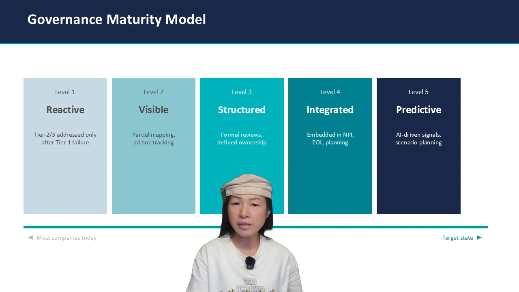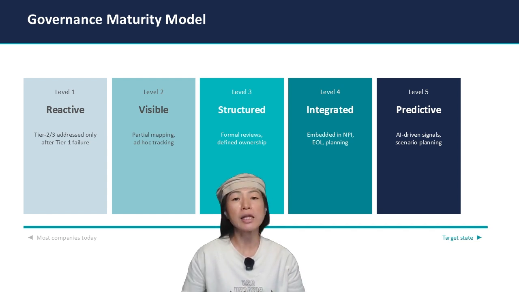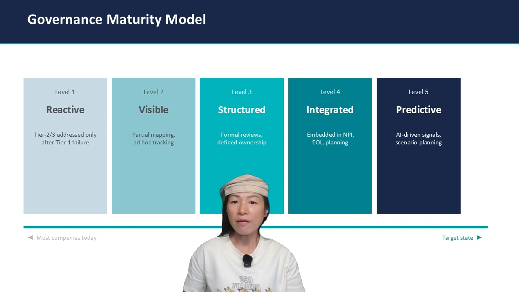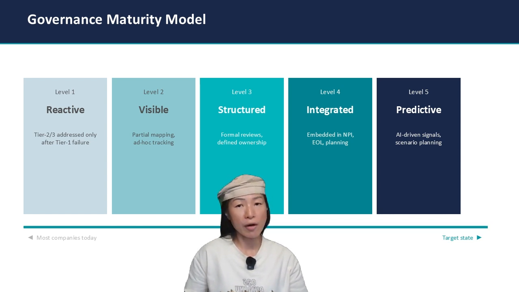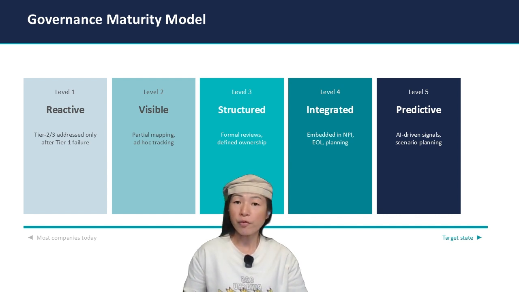Level 4 embeds sub-tier governance into existing processes like NPI reviews and EOL management, making it part of how the business operates, not a separate initiative. Level 5, the target state, uses AI-driven signals and scenario planning for truly predictive risk management. The framework I presented today is designed to take an organization from level 2 to level 4 with a clear path to level 5.